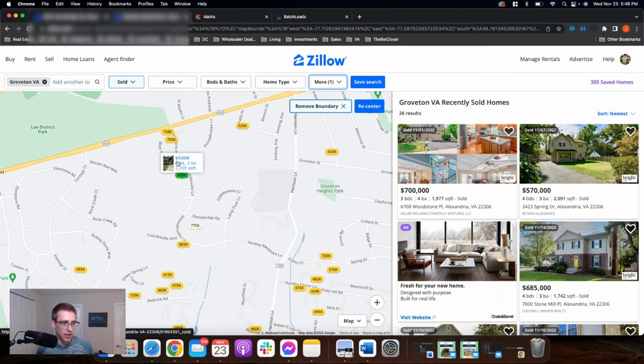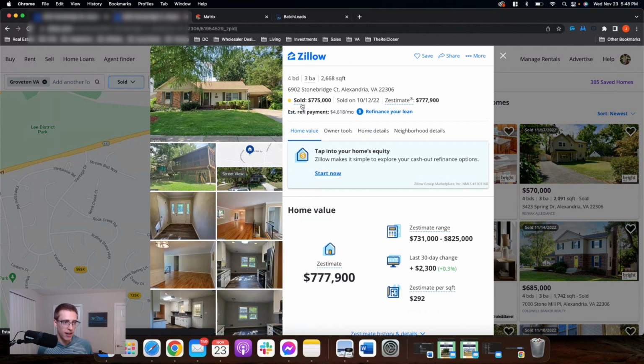I'm going to actually text her and ask her what property she's referring to for 825, because I see this one at 775. So let's say even if 825 did make sense, let's do 825 times 0.7. That would be 575. So we would have to be at like the 550 mark.